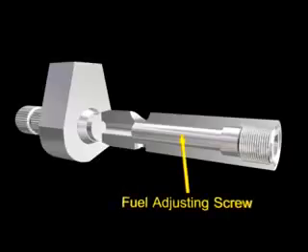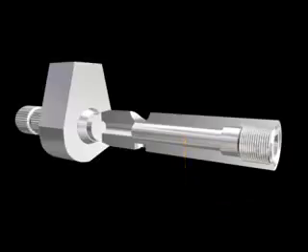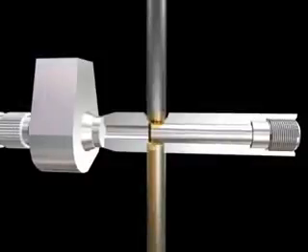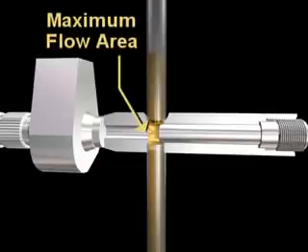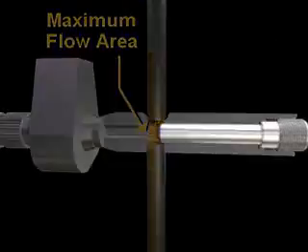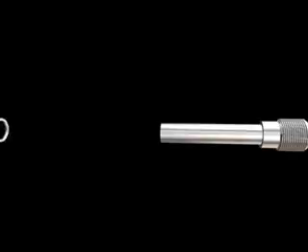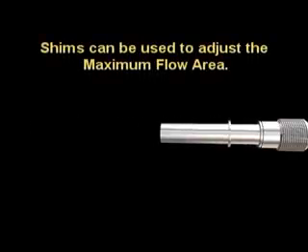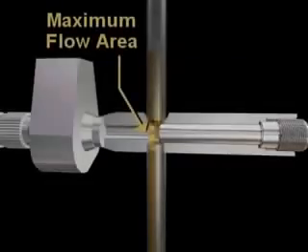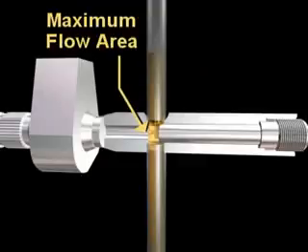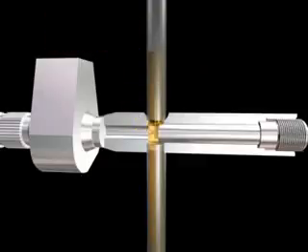Located within the throttle shaft is the fuel adjusting screw, which determines the maximum flow area of the throttle shaft passage when it is wide open. It is used to adjust the rail pressure during calibration.